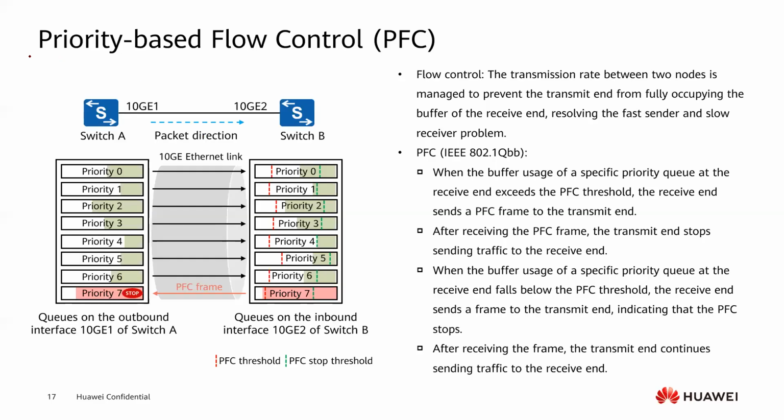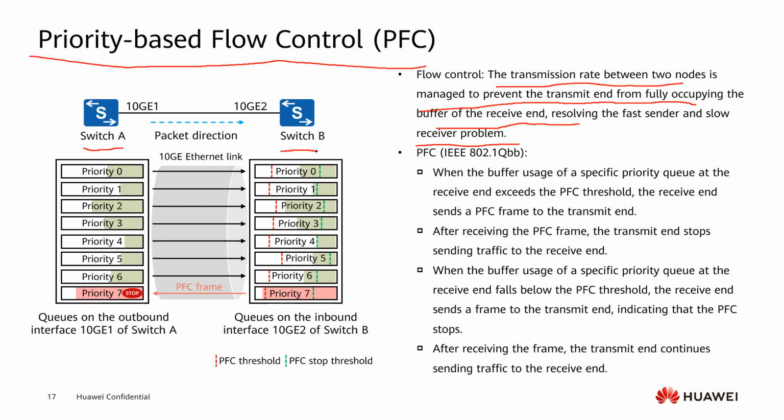Okay, this is the priority-based flow control (PFC). In flow control, the transmission rate between two nodes is managed to prevent the transmitter end from fully occupying the buffer of the receiver end, resolving the fast sender and slow receiver problem. For example, this is switch A and this is switch B. Switch A is the sender and switch B is the receiver.